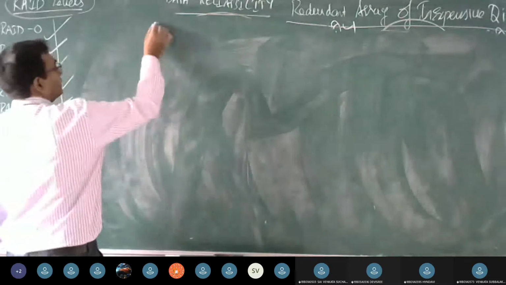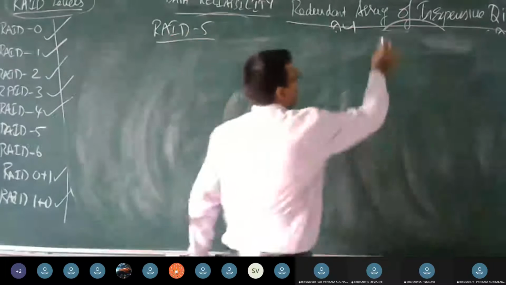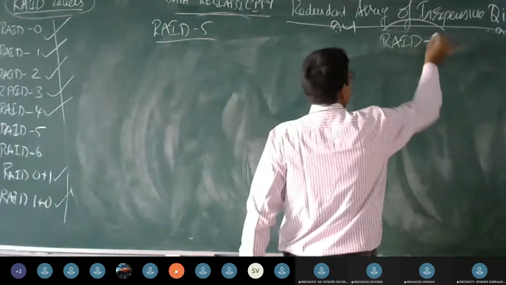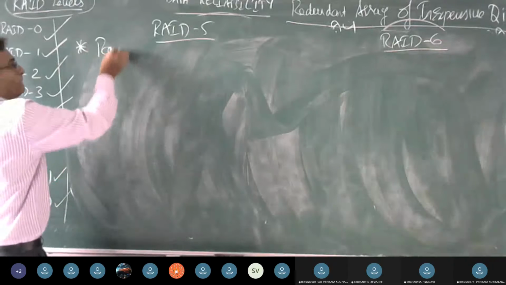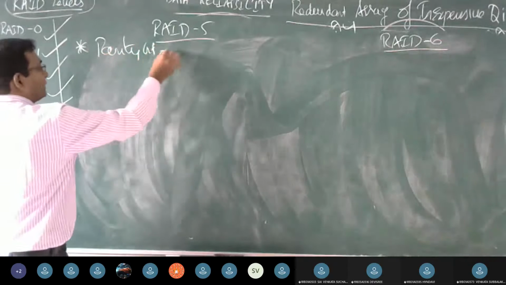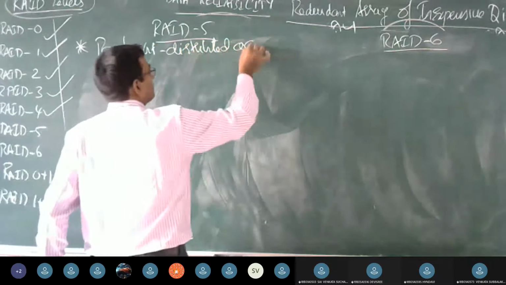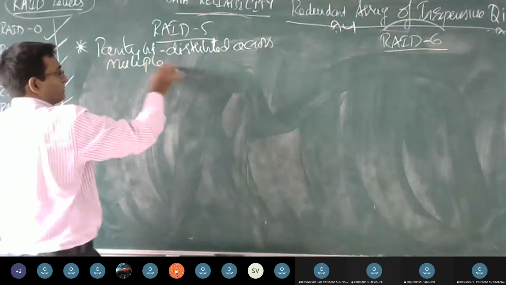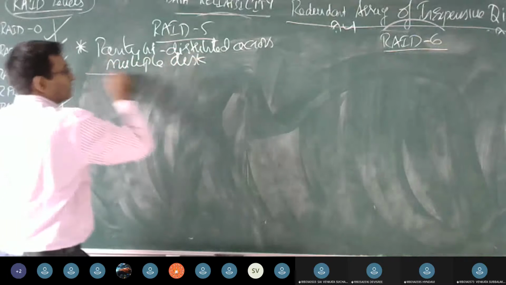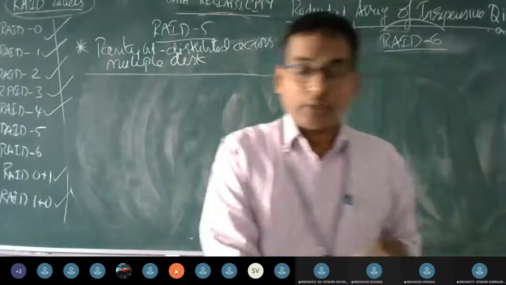So next we are going to talk about RAID 5 architecture and RAID 6 architecture. So in RAID 5 architecture, parity bit is distributed across multiple disks. That was the keynote as far as RAID 5 is concerned.